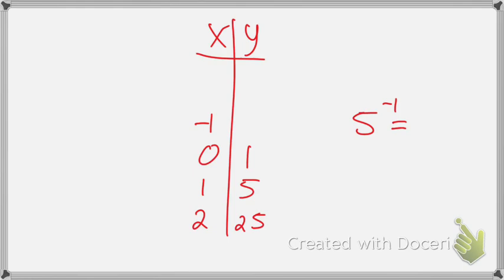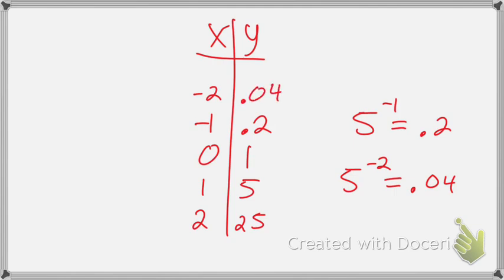Try it in your calculator right now. Try 5 to the negative 1, please. 0.2. Okay. Now try 5 to the negative 2. What do you get? 0.04. How about 5 to the negative 3? Can you put that in your calculator? What are you getting? 0.008. Why am I getting decimals?